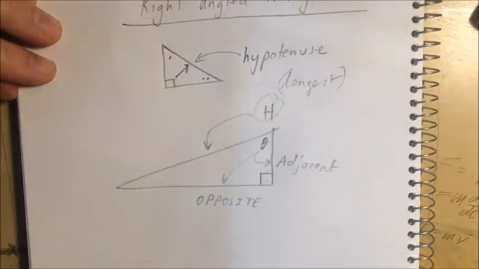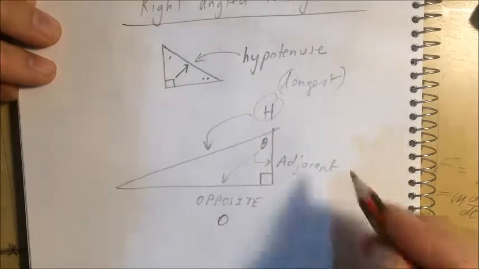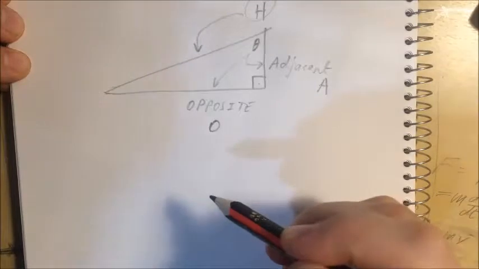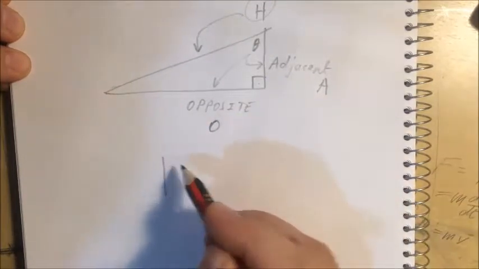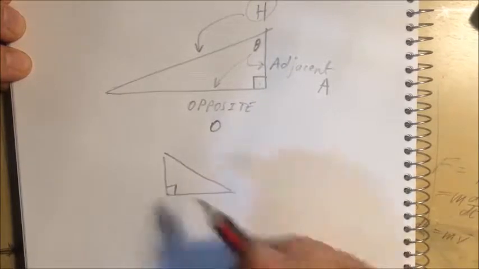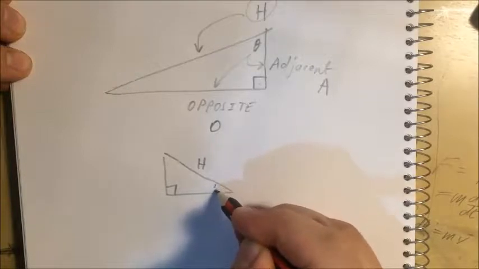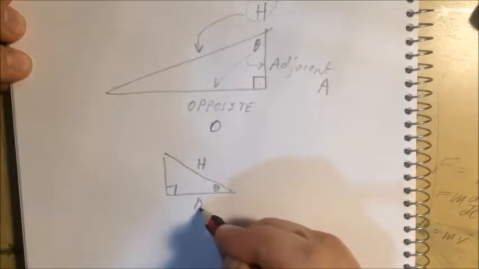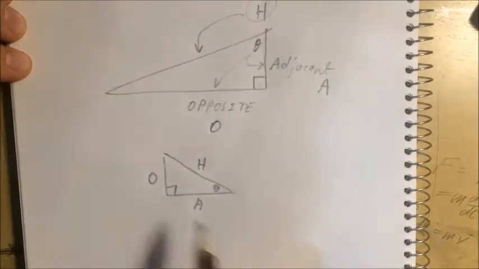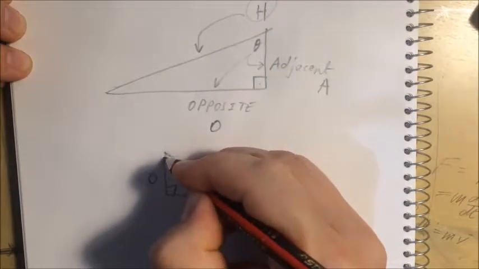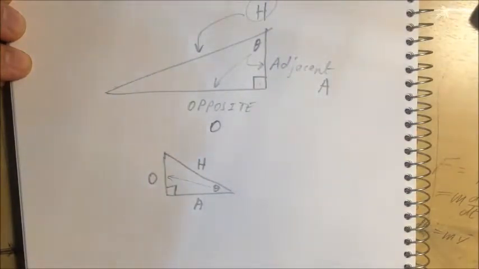So we call the opposite O and we call this A. Then any right angled triangle you could draw, just like this: here's my right angle, this would be my hypotenuse, and if this one here is your theta, then this would be your A and this would be your O, being the opposite to the angle that we're interested in, or that we've labeled.